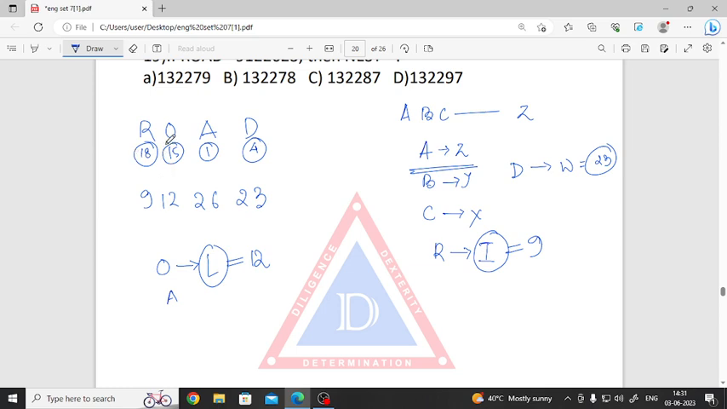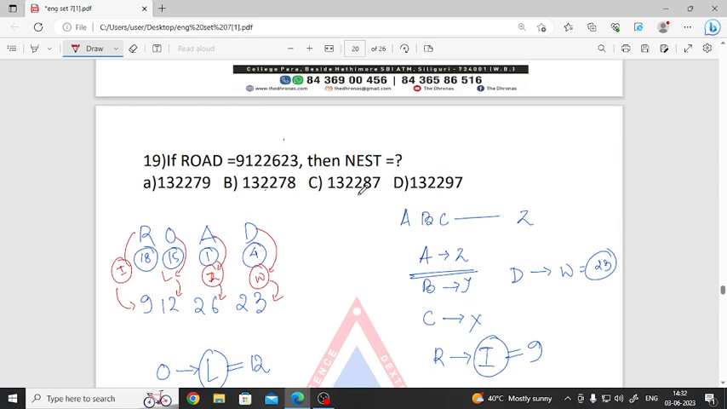So what we can see here: opposite of R is I, and the place value of I is given here. Opposite of O is L and place value of L is given here. Opposite of A is Z and Z's place value is given here. Opposite of D is W and the place value of W is given here. Okay? So what is the question required?